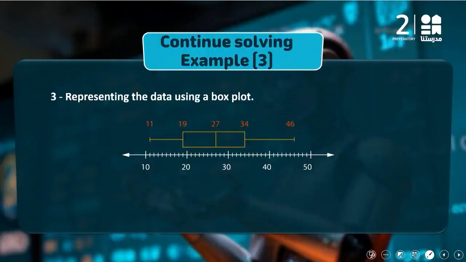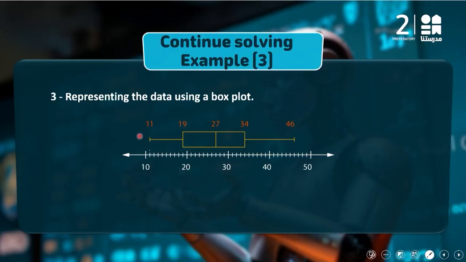In question number 3, he asked me to represent this data using a box plot. This is a box plot and I have 5 important pieces of information from it. The minimum value is 11 and the maximum value is 46, the median is 27, the first quartile is 19 and the third quartile is 34.